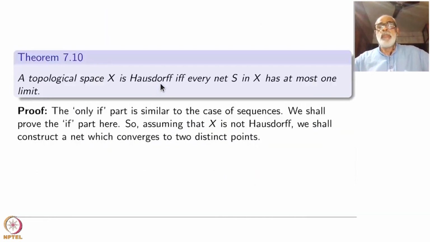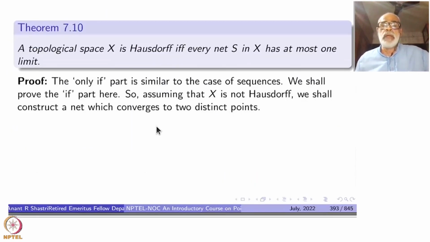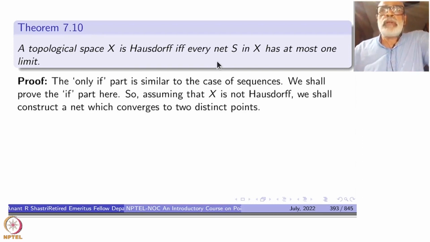Okay, now we immediately come to a theorem here, which is a 1 point higher score than the sequences. For a sequence, you don't have such a theorem. So what is it? Start with any topological space X. It is Hausdorff if and only if every net S in X has at most one limit. So it does not converge to two different points of X.